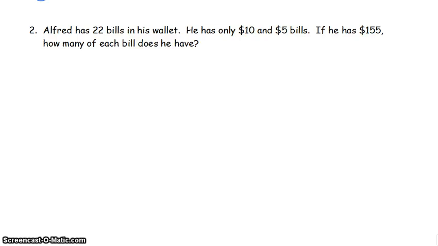So I kind of underline things. I know that there's 22 bills. He's got 10s and he's got 5s. He has a total of $155. And then my question, what I'm trying to find out, is how many of each bill does he have? Remember, the question is what's going to tell you what your variables are, because your variables are your unknown. The variables are what you're actually trying to solve for.